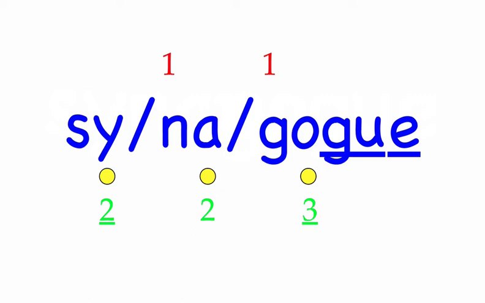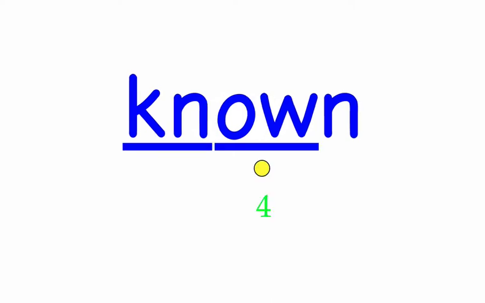Known. Known. The suspect was known to the police. Known, 3 sounds: n, o, n. Mark the word. Known.